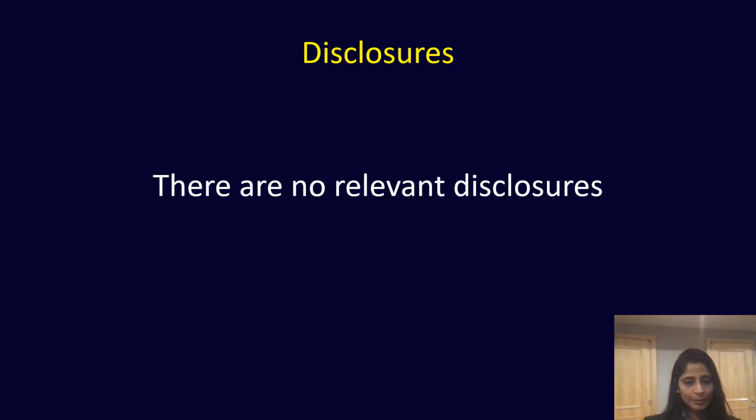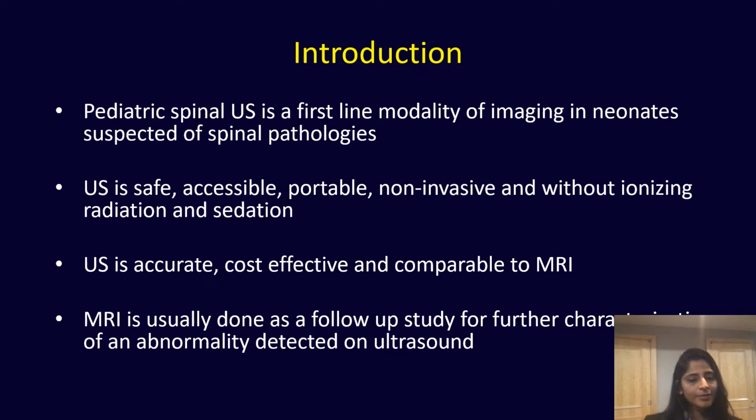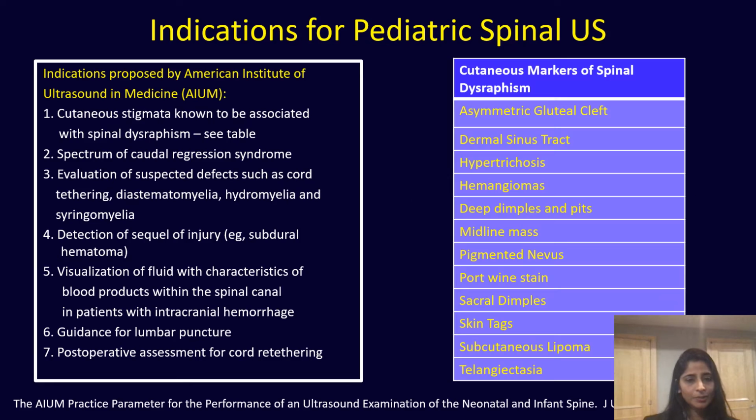I have no disclosures. Ultrasound of the pediatric spine is the first modality of imaging when we are evaluating neonates and young infants for spine, mainly because it is safe, accessible, cost-effective, and lacks radiation, and any findings detected on ultrasound can be followed on MRI for further characterization.